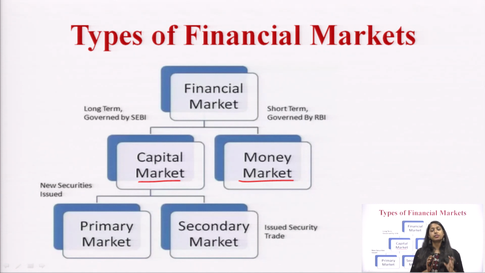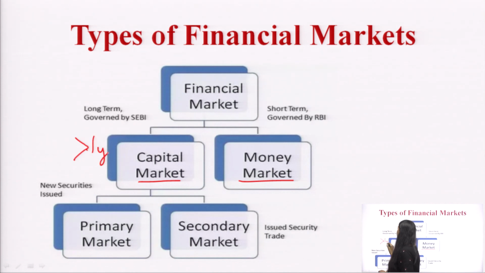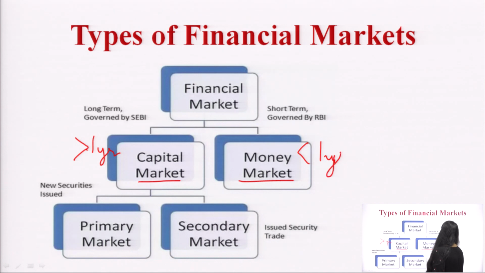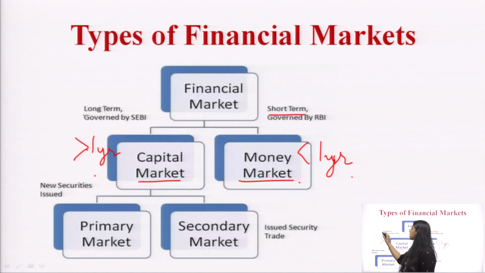The major difference between a capital market and the money market is the maturity period. For the capital market, the maturity period is more than 1 year, and for the money market, the maturity period is less than 1 year. So, over here you will have long term funds and over here you will have short term funds. So, that is why over here it is written these are the short term funds and these are the long term funds. Now, since these two markets are different, the governing authority will also be different for them.